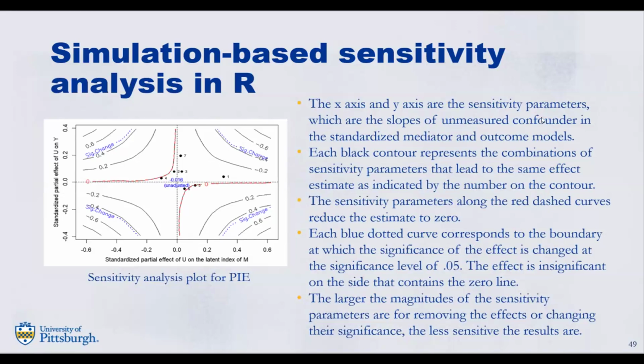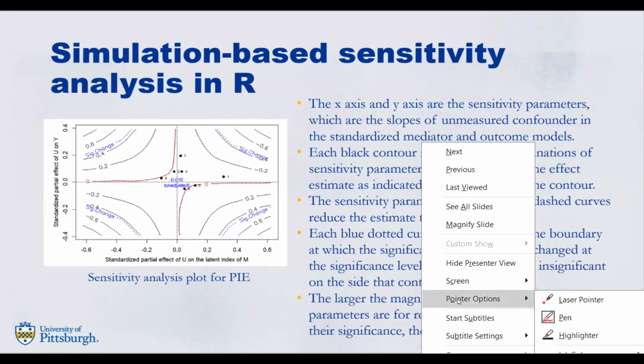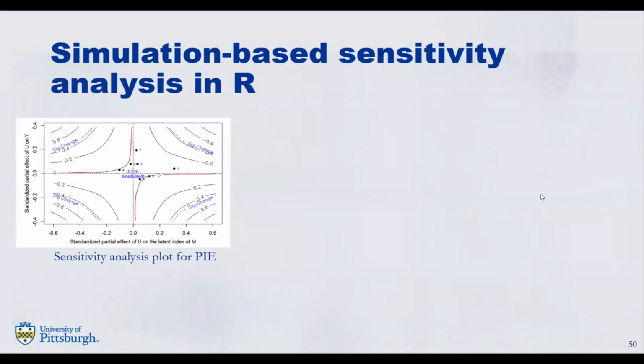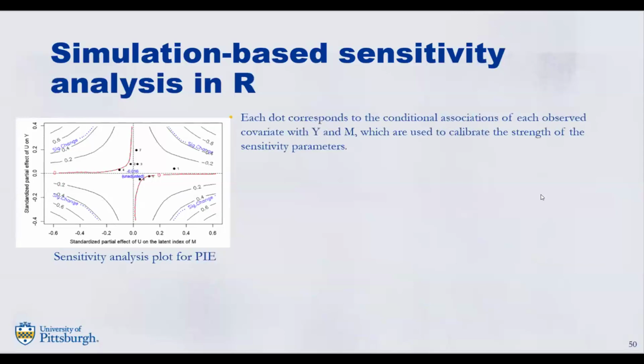So this is the idea of sensitivity analysis and how to read the sensitivity plot. It's very important to understand how to read this plot because I'm going to show you how to implement the sensitivity analysis in R later. Now, I have introduced the black, red, and blue contours. And what about those dots? Each dot corresponds to the conditional associations of each observed covariate with the outcome and the mediator, which are used to calibrate the strength of the sensitivity parameters.